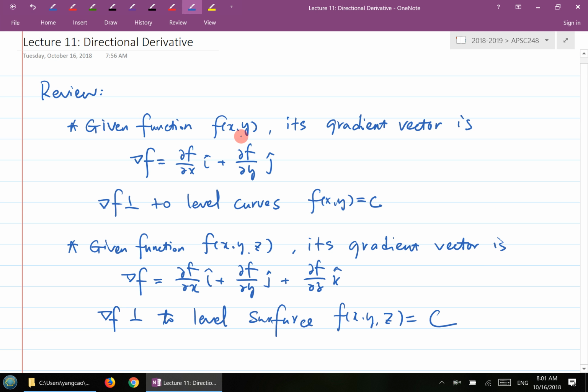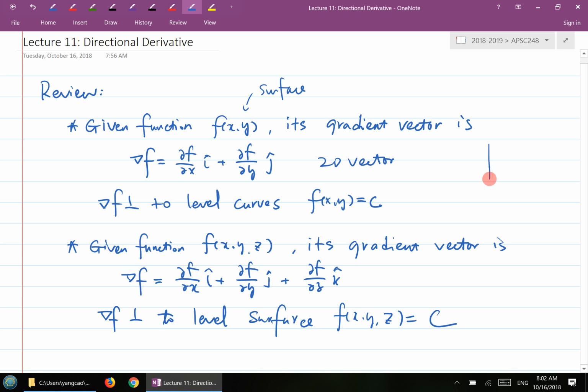If I have a function of two variables, and we all know a function of two variables means this is a surface, then calculating the gradient vector gives you a 2D vector. 2D vector meaning this is a vector function, essentially a function of x and y, and if you plot these vectors, they are all going to be in the xy plane. And we proved in the previous lecture that this gradient vector is going to be perpendicular to the level curves of f(x, y) equal to c.